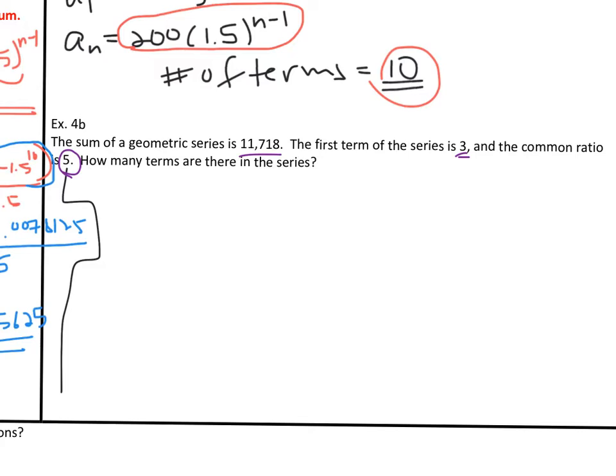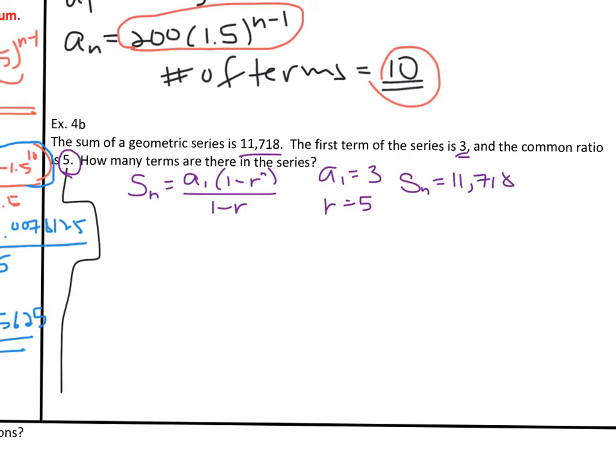This is another way we can use logarithms as a guide to help us solve. If we default our sum formula, we don't know what n equals. We'll plug in a sub 1 times 1 minus r to the n all over 1 minus r. Now, the parts we know: a sub 1. That's 3. We know that the common ratio is 5. The sum is the 11,718. Let's substitute those things into our formula.